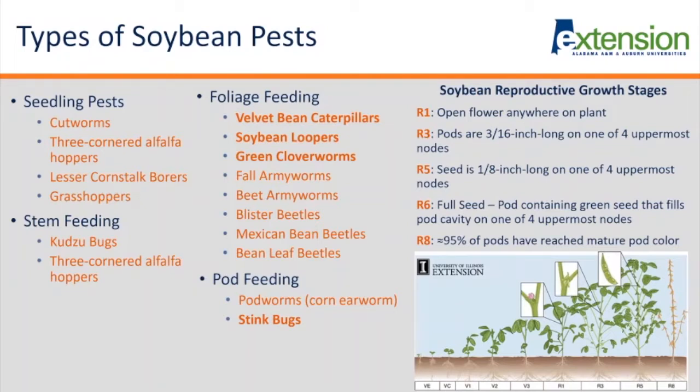We may see cutworms, three-cornered alfalfa hoppers, grasshoppers, kudzu bugs, a lot of different caterpillar pests that Dr. Smith talked about during the cotton portion. Different defoliating beetles may be in our fields, and certainly stink bugs can be in the mix as well. So there's just some different things to think about, and we've got our different reproductive growth stages there.